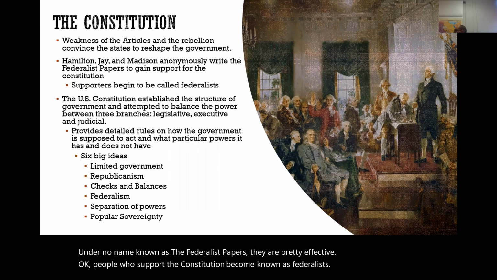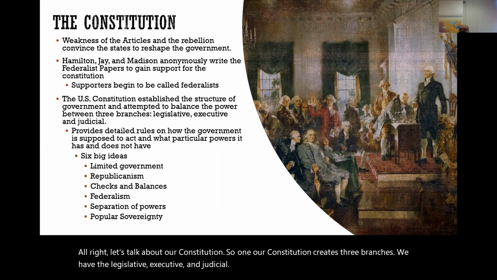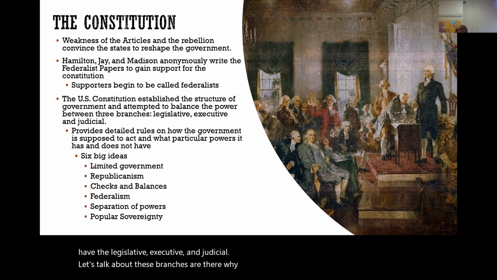All right, now let's talk about our Constitution. So 1, our Constitution creates 3 branches. We have the legislative, executive, and judicial. Let's talk about what these branches are, though. What does the legislative do? It writes the laws. What parts of the government are the legislative, though? We have 2 houses, or 2 chambers.